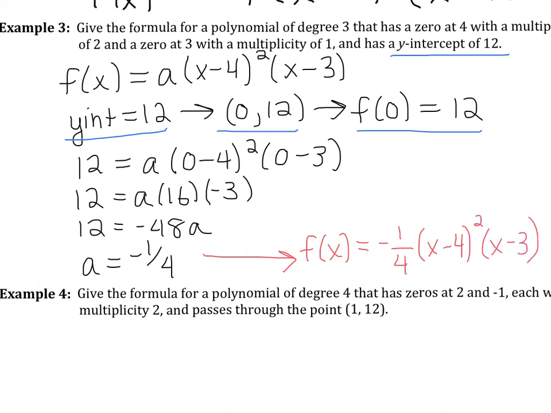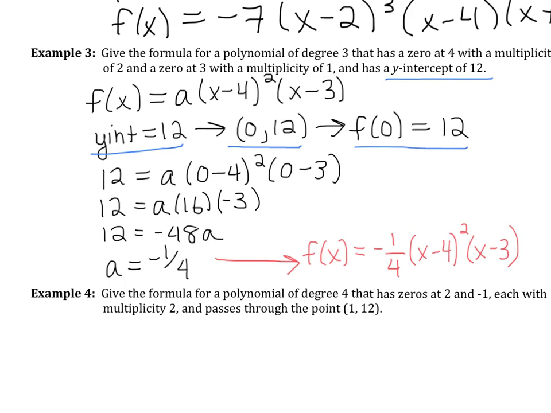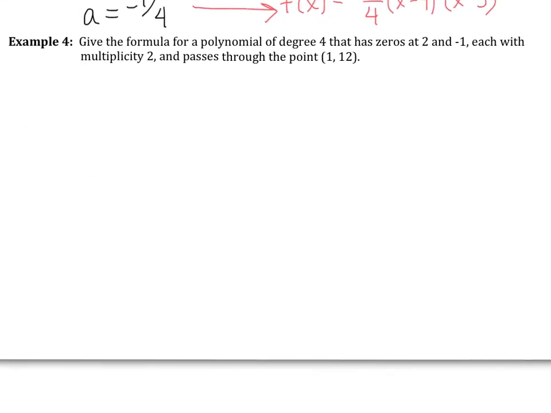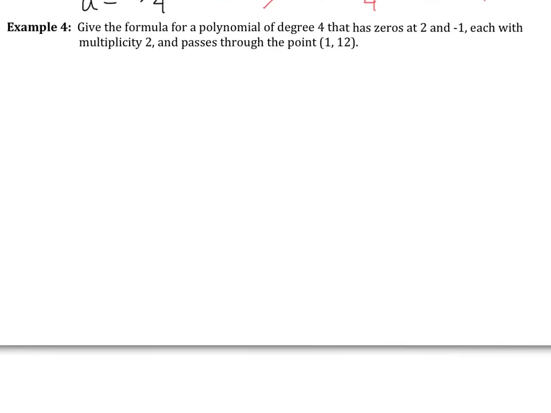And you can graph this on Quick Graph or Desmos and verify that it has all of these things. It's got zeros at 4 and 3 and passes through the y-axis at 12. Alrighty, last but not least. Give the formula for a polynomial of degree 4. So again, that's the degree of the polynomial, not the degree of each zero. Okay, and passes through the point 1, 12. Ooh, yay, look, extra information. We can solve for the leading coefficient.